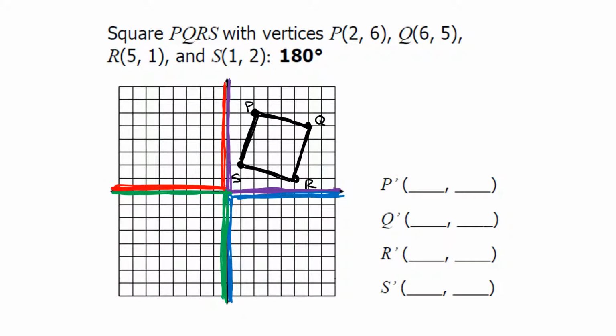For this problem, we have square PQRS with vertices P at 2, 6, Q at 6, 5, R at 5, 1, and S at 1, 2. And we are starting in this purple quadrant. This is quadrant number 1. We want to go 180 degrees. Now, it does not say clockwise or counterclockwise because 180 degrees does not matter direction. Both directions get you the same answer.